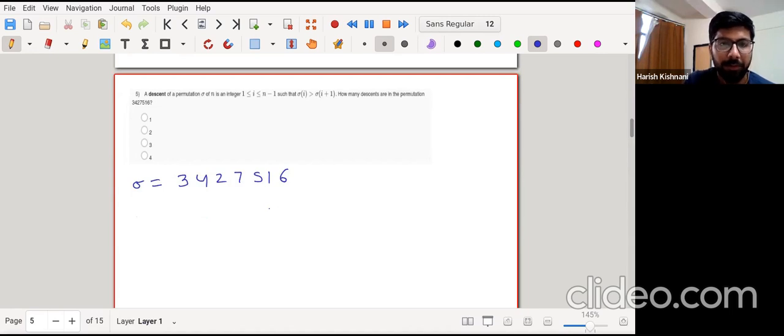So sigma of 1 is 3, and sigma of 2 is 4. So is 1 a descent or not? Anyone? Is it a descent?